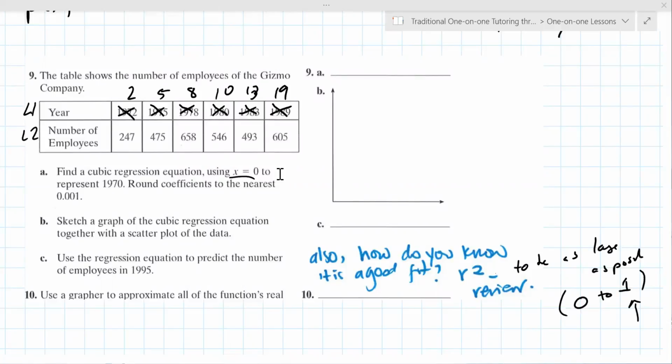10 is done in Desmos. And we'll go back if we've got time, but let's just keep going here.